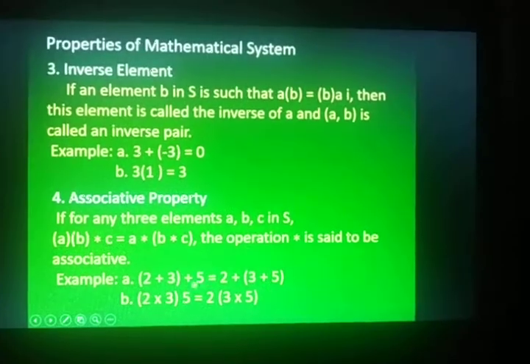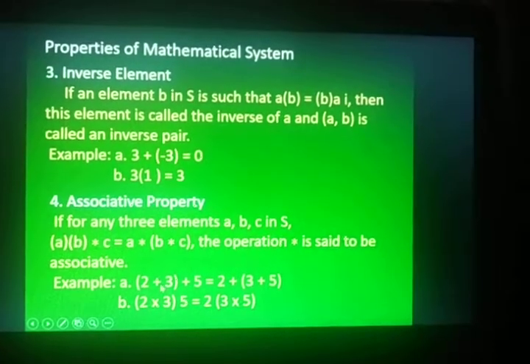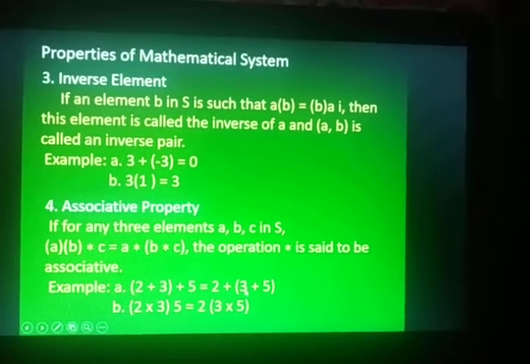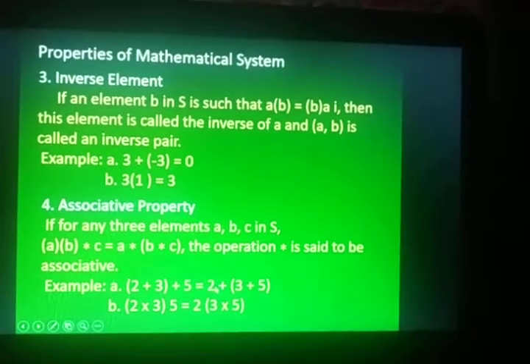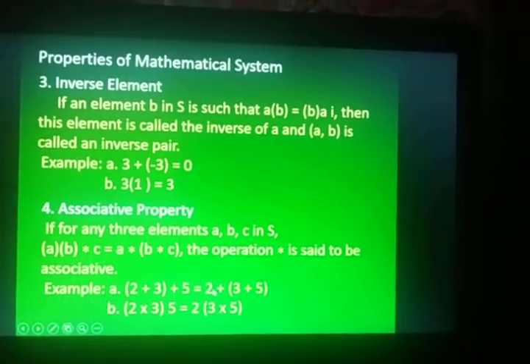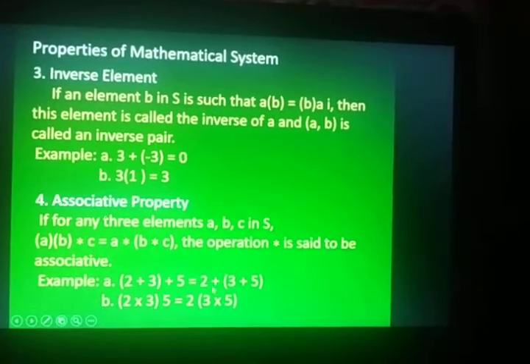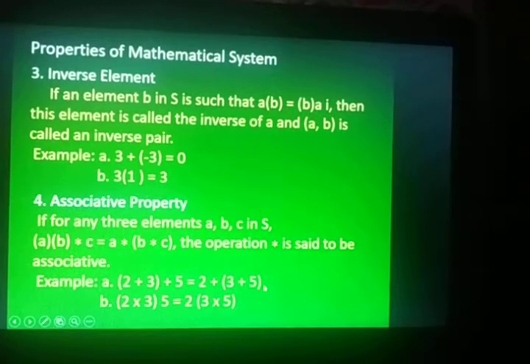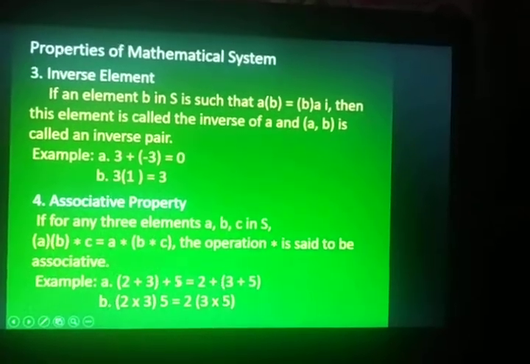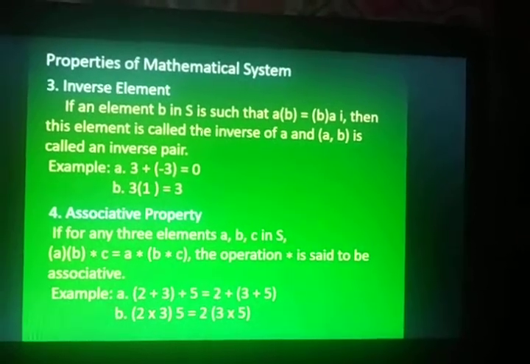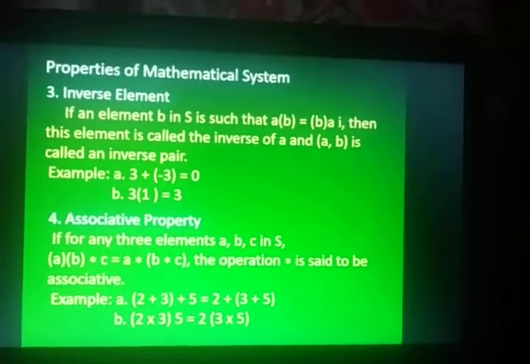Have you seen this? Even if we add 2 and 3 first and then add 5, it's still the same if we start with 3 plus 5 and then plus 2. The answer is still the same. Like here, 2 plus 3 is 5, plus 5, it's still 10. If we start with 3 plus 5, it's 8, plus 2, it's still 10. That is the definition of associative property. In addition, they are still equal.